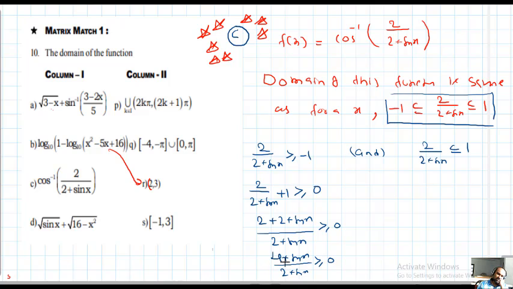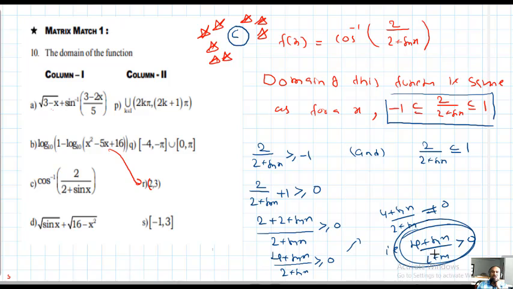Observe, students. This value is never 0, because only if sin x equals -4 would this expression equal 0. So (4 plus sin x) by (2 plus sin x) is never 0. What is the meaning of that? We need to find the values of x so that (4 plus sin x) by (2 plus sin x) is just greater than 0. So observe, all real numbers work because sin x lies between -1 and 1.